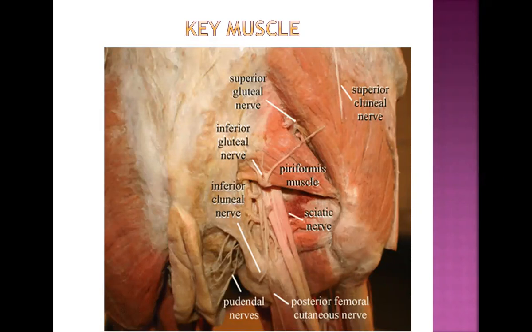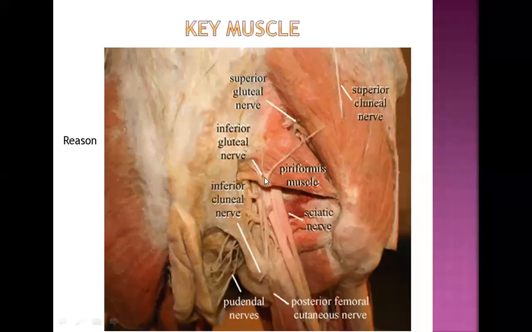The piriformis muscle is called the key muscle of the gluteal region. So the question is, why is piriformis named the key muscle of the gluteal region? Does anyone know the answer? Please learn this, that piriformis is the key muscle, and sometimes the examiners would ask why. Does anyone know the answer? I'll just wait for a minute.